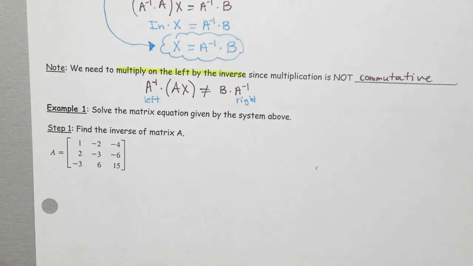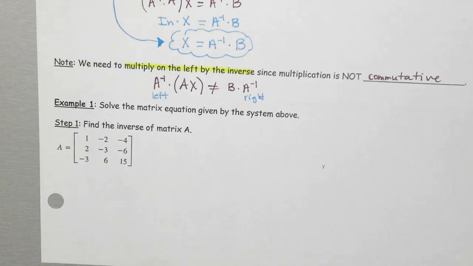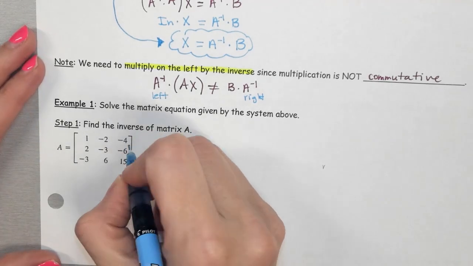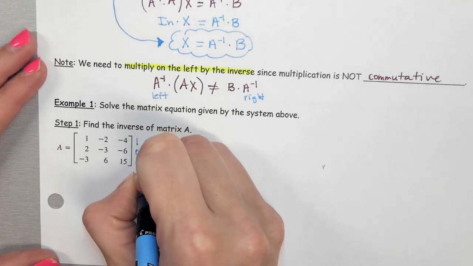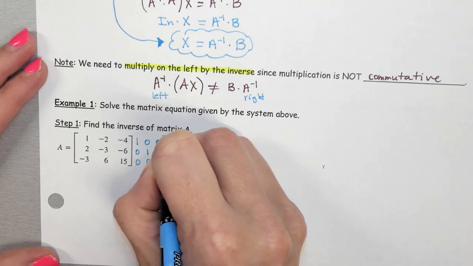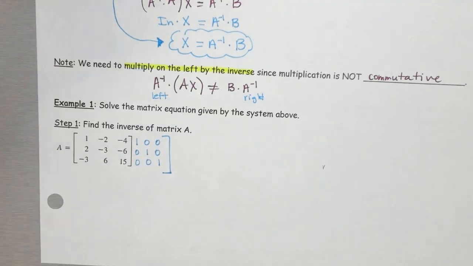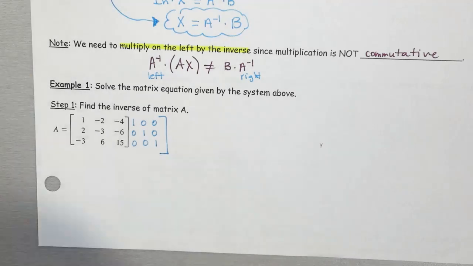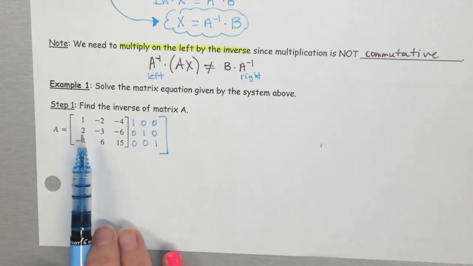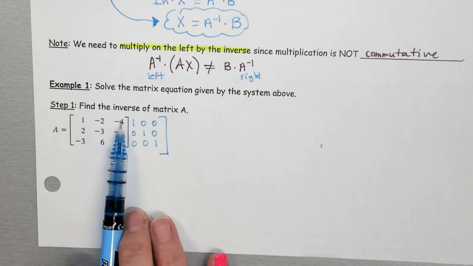Alright, so we are going to solve the matrix equation given by the system above. Our first step is to find the inverse matrix of A. We're going to use what we did yesterday, which is to put the identity matrix next to it. I'm fine if we just jump in and put the 1, 0, 0, 0, 1, 0, 0, 0, 1. That's a whole big matrix. When you are finding the inverse, remember, you want this side to be 1, 0, 0, 0, 1, 0, 0, 0, 1.